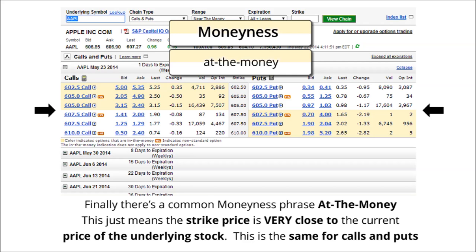Finally, there is a common moneyness phrase, at the money. This just means the strike price is very close to the current price of the underlying stock. This is the same for calls and puts.